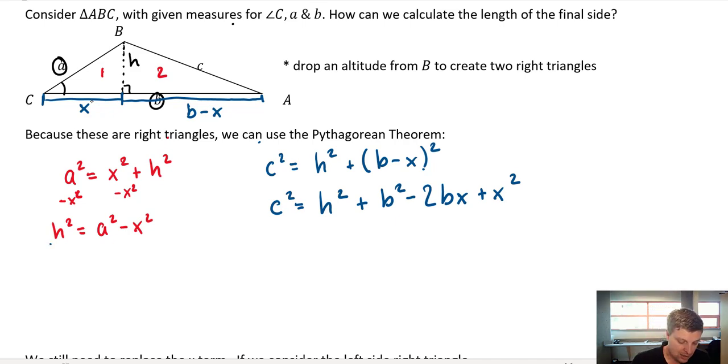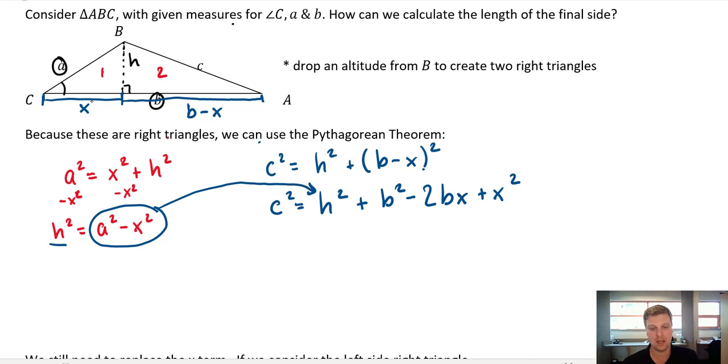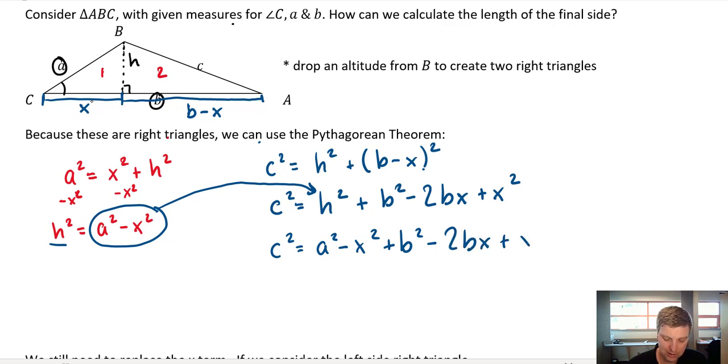Well, I actually found that h squared is equal to a squared minus x squared. So I can take this whole thing and substitute this in here for h squared, because they are the same. And so I get c squared equals a squared minus x squared plus b squared minus 2bx plus x squared. And that is horrible to look at.